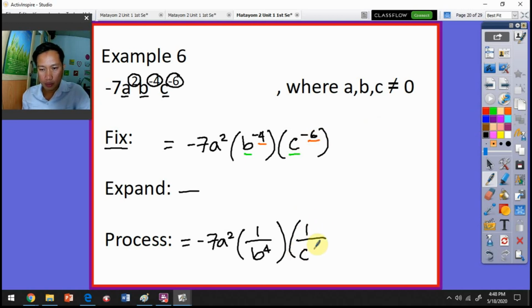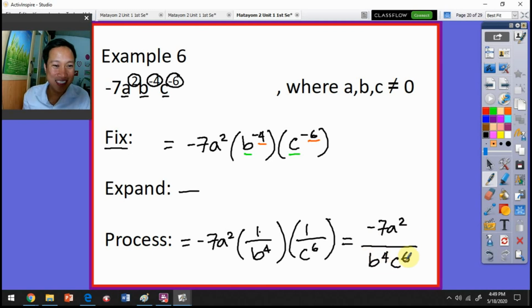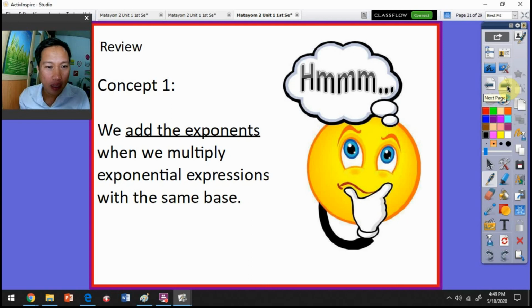1 over c to the power of 6. Now we combine this together. You have negative 7a squared multiplied to 1 times 1 over b to the power of 4, c to the power of 6. Interesting, right? Okay, looks hard, but nah, you can do it. I believe you can. All right, now let's review.